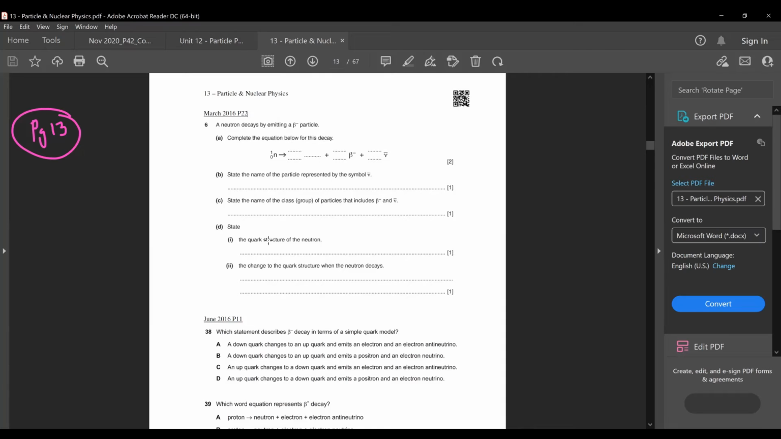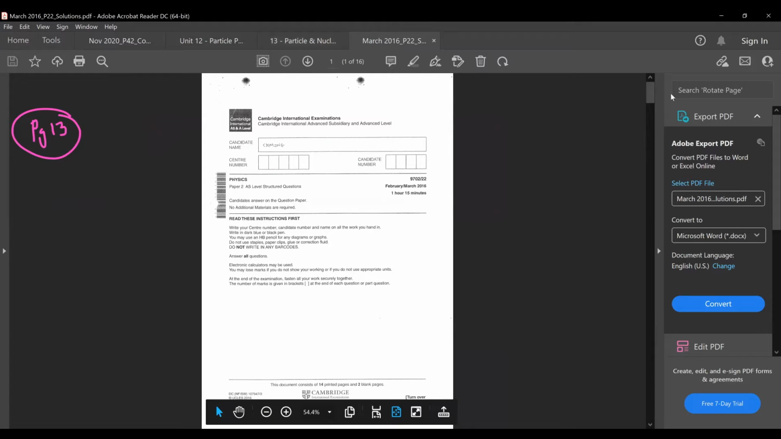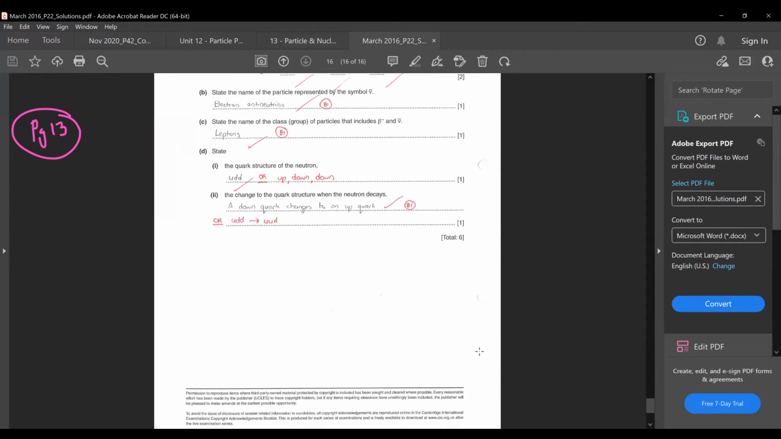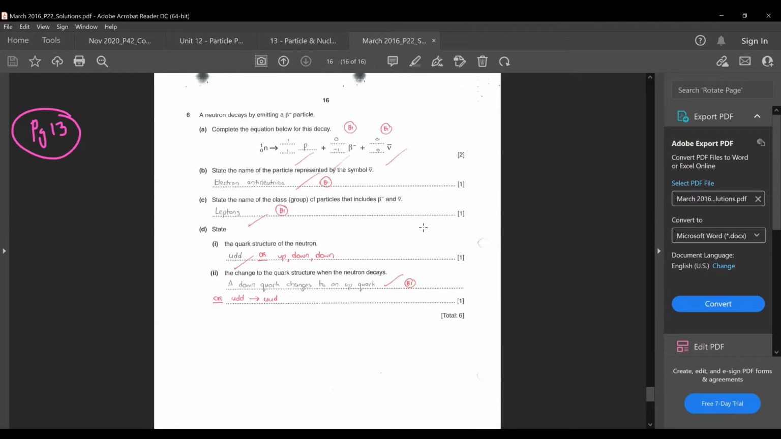Okay, so have a look at page 13. This one is March 16 P22. So we'll go through this. Your particle physics question is usually towards the end of the paper for both P1 and P2. Okay, so you normally see them there.